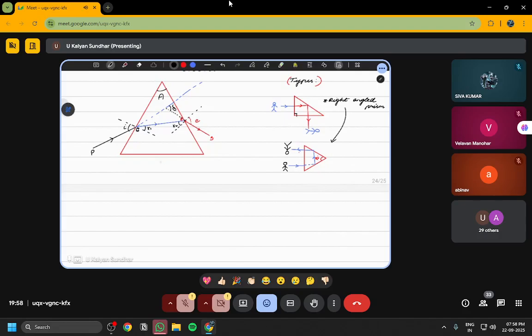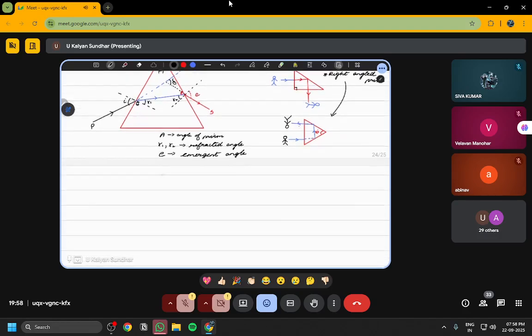So write down here, A is the angle of prism, R1, R2 is your refracted angle, E is your emergent angle, del is your angle of deviation. Yes sir, R2 வந்து incident for second surface தானே.